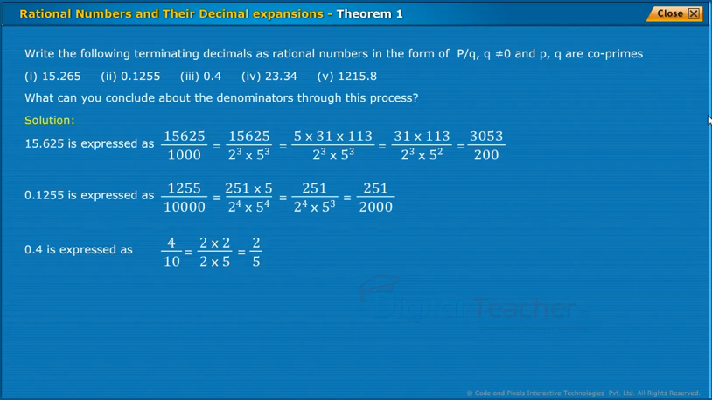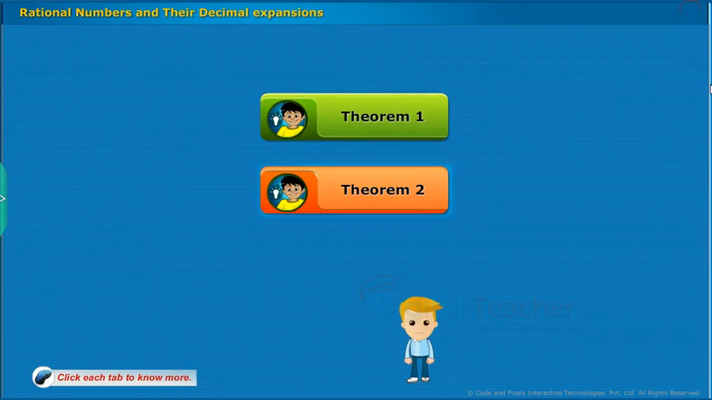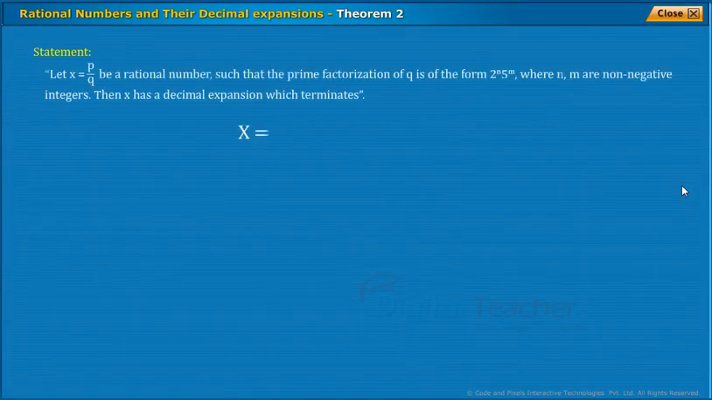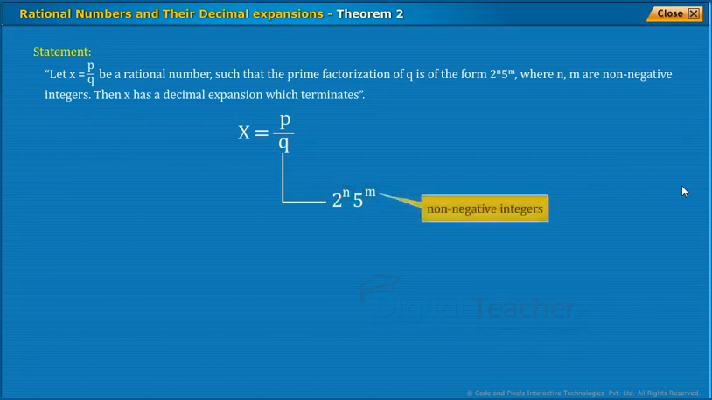Therefore, during simplification of a rational number, we observe that the number is in the form of p by q. Let x equal p by q be a rational number, such that the prime factorization of q is of the form 2 power n, 5 power m, where n, m are non-negative integers. Then x has a decimal expansion which terminates.